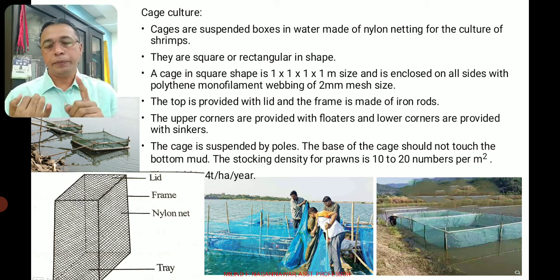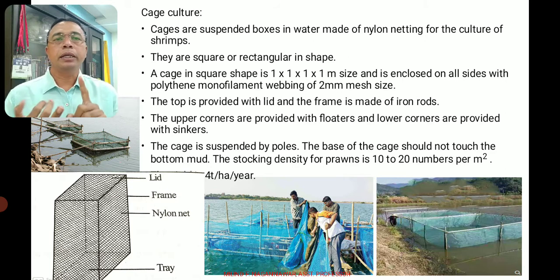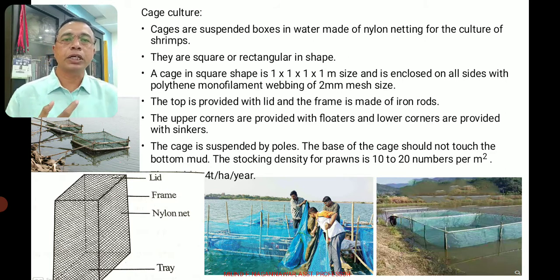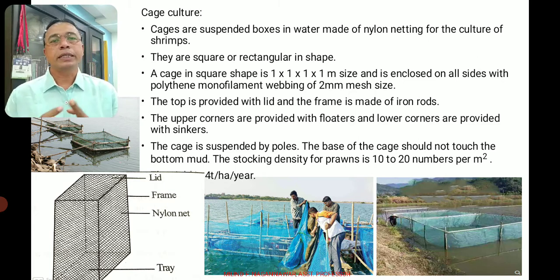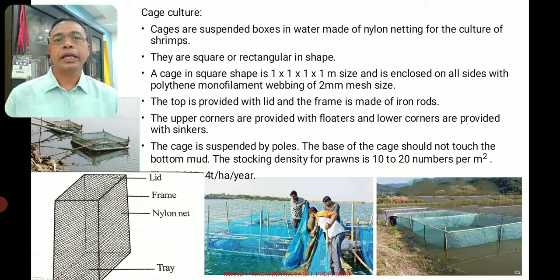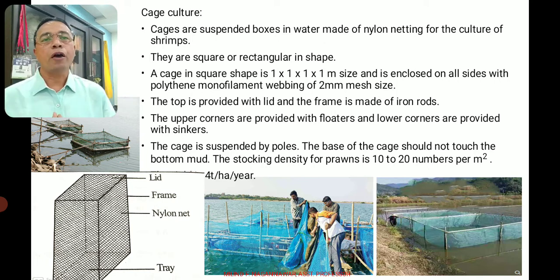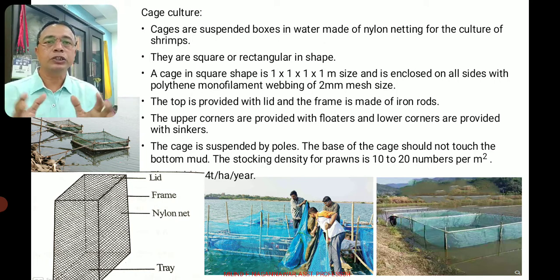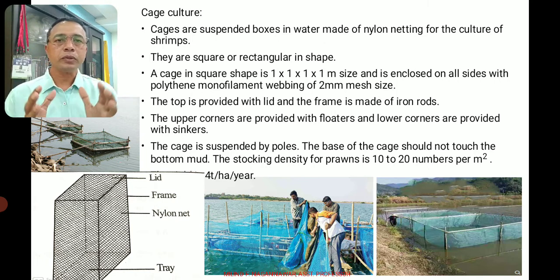So that is the culture in Bheri, then the pen culture and cage culture. With this we have discussed the different culture methods: the extensive method, semi-intensive method, intensive method, pond culture, Pokkali culture, then the culture in Bheri, the pen culture and cage culture. With this we have finished the different methods of culture of shrimps.